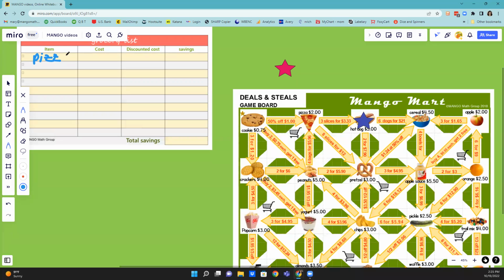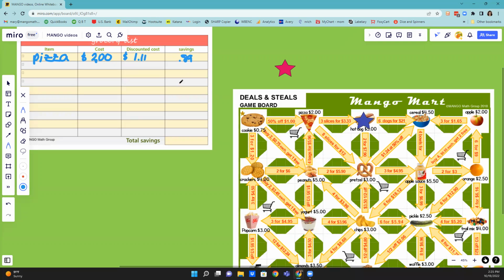Pizza, and the cost of one piece of pizza is $2, with my decimal point in there. The discounted price: I had 3 slices for $3.33, so 1 slice, my discount price, is $1.11. I'm going to then subtract those two to get my savings, which is going to be 89 cents.